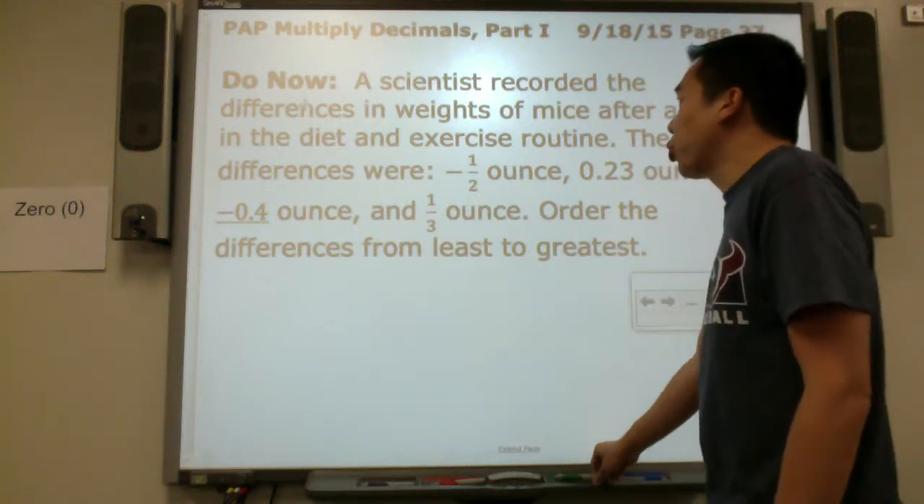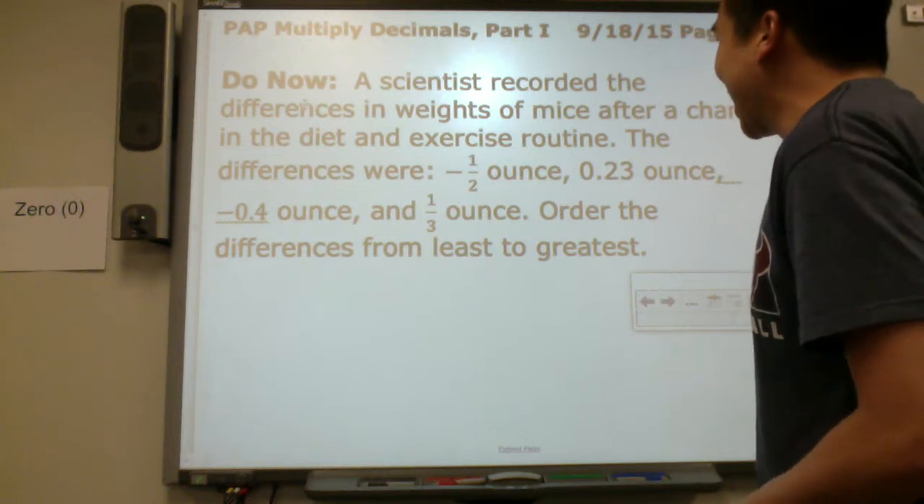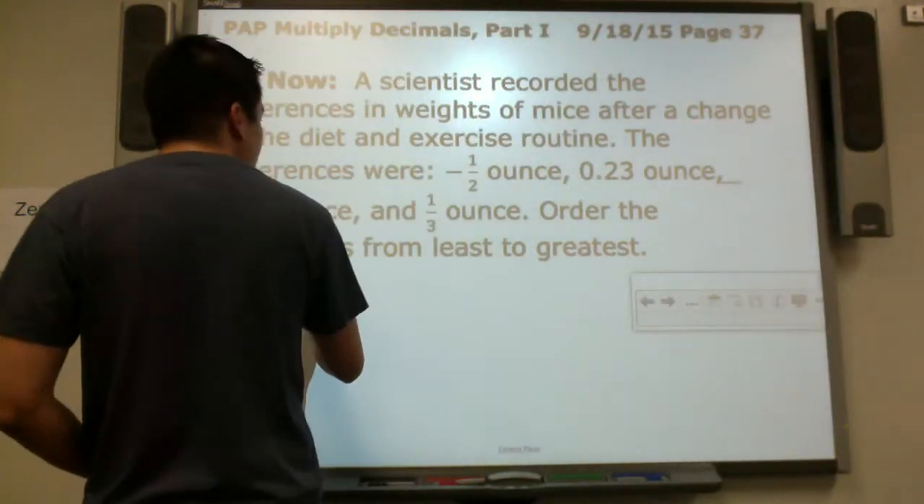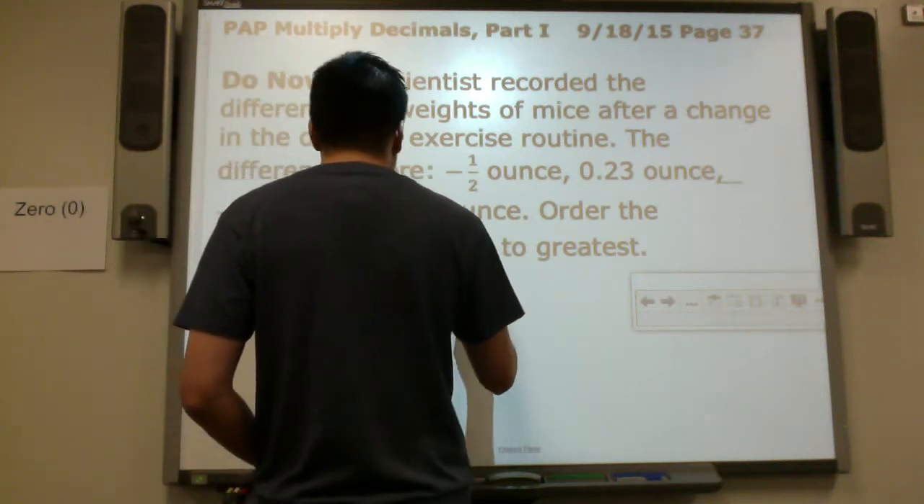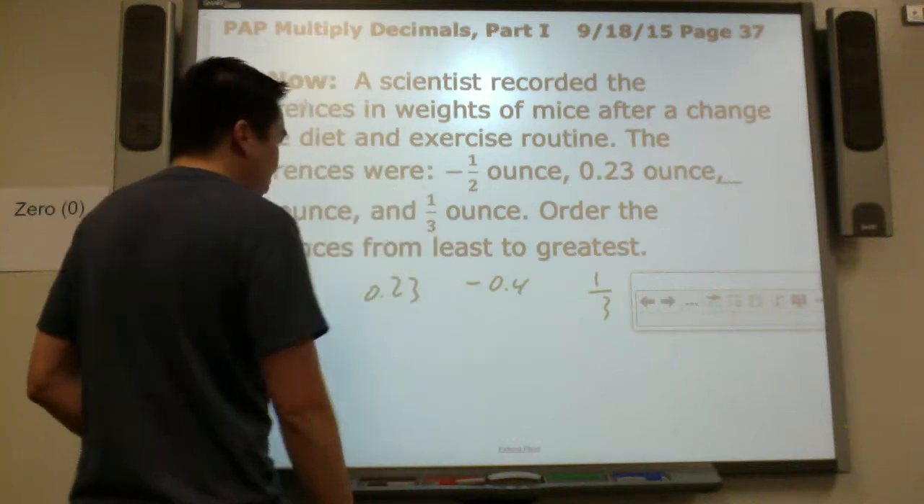You have a scientist who recorded the differences in weights of mice after a change in the diet and exercise routine. The differences were the following: -1/2, 23 hundredths, -4/10, and 1/3. Put them from least to greatest.